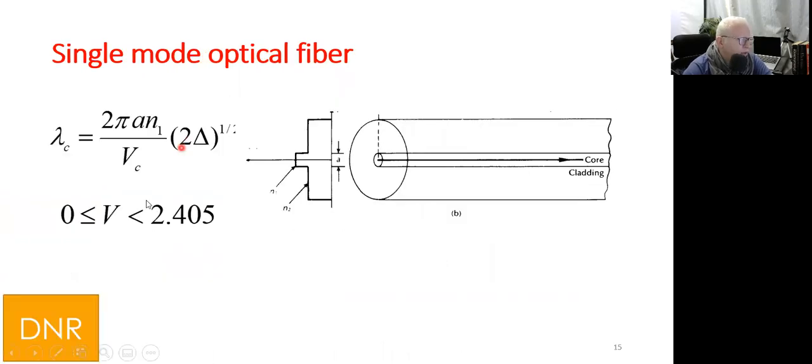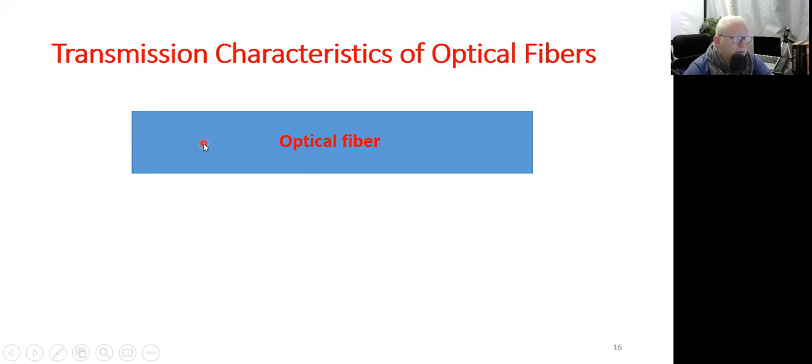Then we also reached an empirical formula for the single mode optical fiber, where you can calculate the cutoff frequency, I mean the maximum frequency at which you can send a single mode optical fiber. This is a function of V, which is again a dummy variable, the radius, the refractive index of the core, and the numerical aperture.